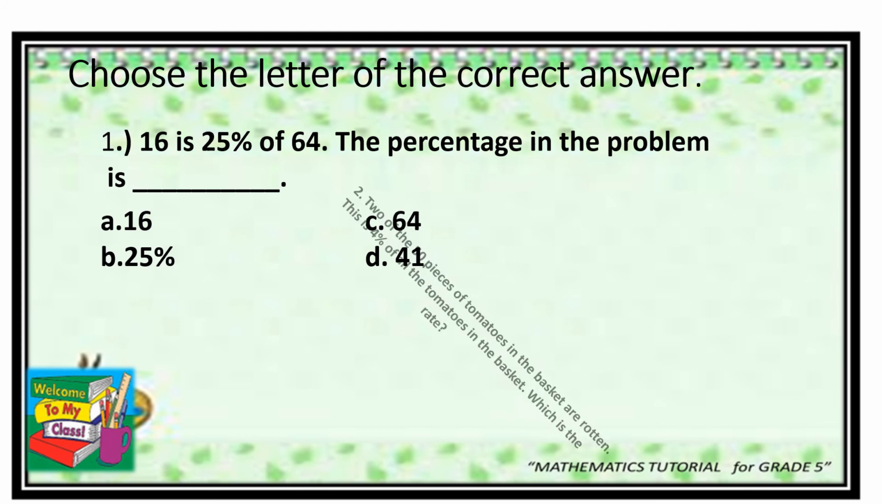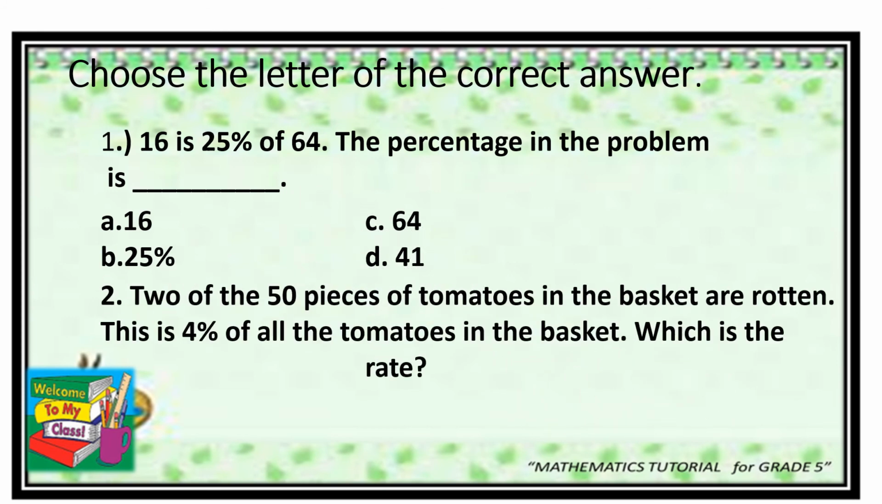Next, number 2. 2 of the 50 pieces of tomatoes in the basket are rotten. This is 4% of all the tomatoes in the basket. Which is the rate? A. 50. B. 2. C. 4%. D. 48.